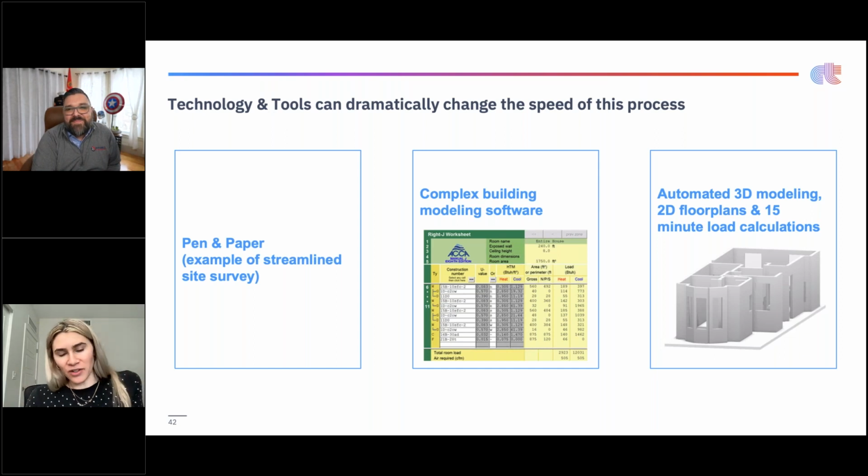So when you think about technology and tools, and we actually, this is just about design and sales, but on every single element of home performance, there are technology and tools that are emerging today. I'll talk a little bit about design and sales because that's what today's about, but pen and paper is sort of how things have been done for decades.